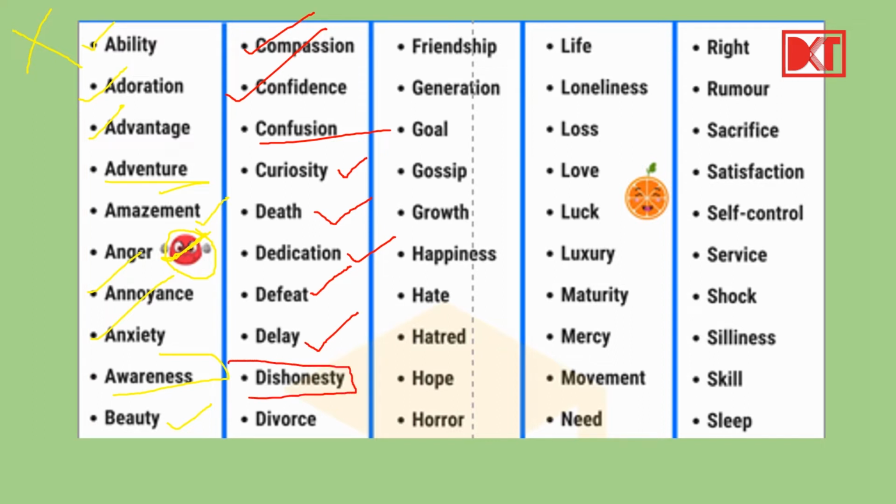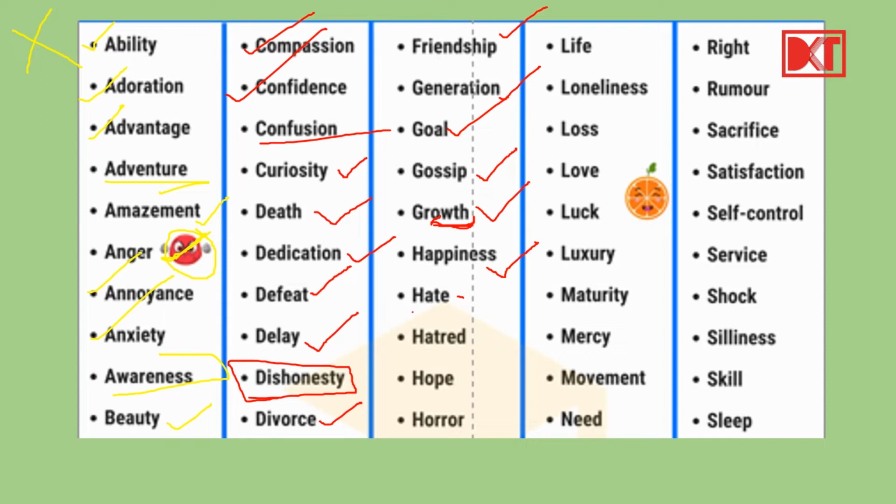dishonesty, divorce, friendship, the example that we saw, generation, goal, gossip, growth, happiness. Now when somebody asks you how happy you are, you cannot really measure it. There is no unit for measurement. There is no unit for your emotional growth.